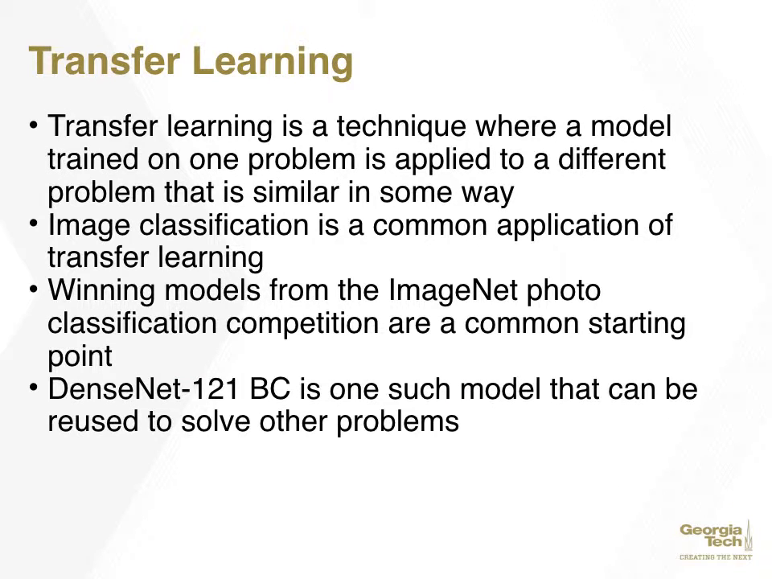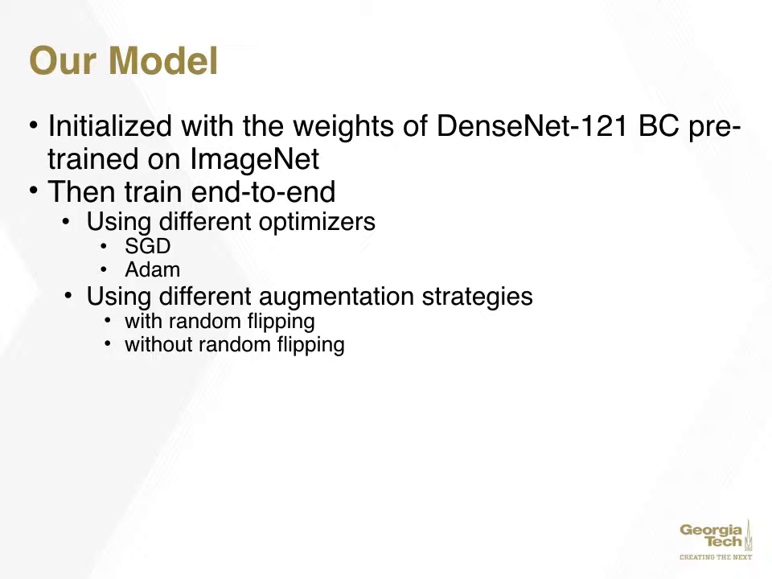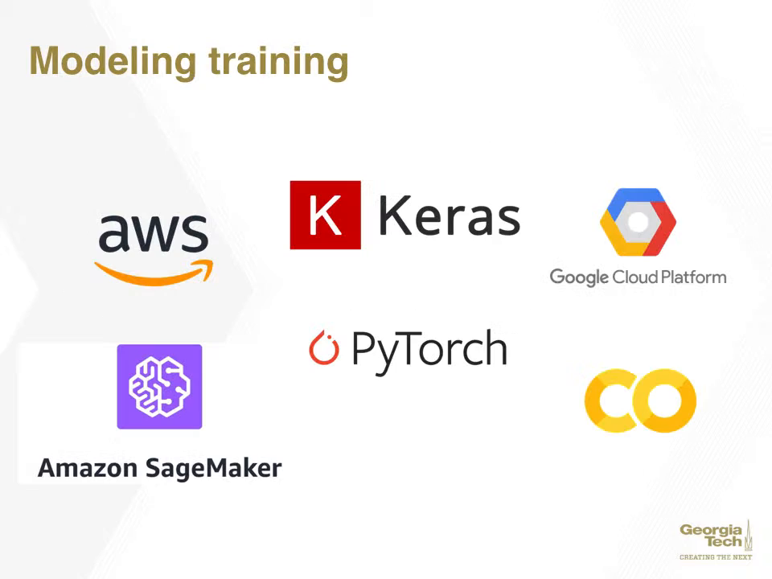Transfer learning is a bootstrapping technique where a model trained on one problem is applied to a different problem that is similar in some way. Image classification is ripe for transfer learning, and winning models from the ImageNet competition are a common starting point. Our model was initialized with the weights of DenseNet 121 BC, pre-trained on ImageNet, then retrained end-to-end using different optimizers, specifically SGD versus Adam. We also experimented with different augmentation strategies, both with random flipping and without.